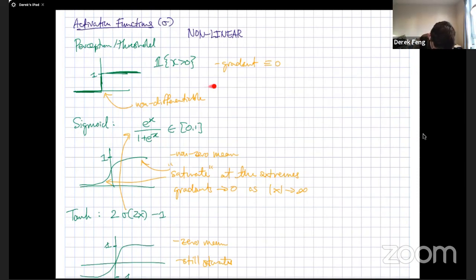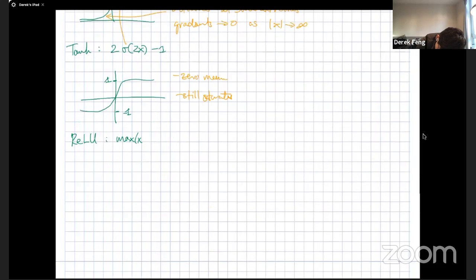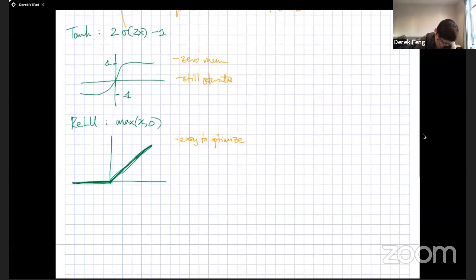Okay, so what people came up with was, all right, let's just do something crazy. What we do is we define something called the ReLU, which is max of x and 0. That's this and this. Okay, so that's the ReLU function. So what are the nice things about this? This is still easy to optimize, because, well, what's the gradient? It's going to be this, and then it's going to be 1. So this would be 1, that would be the gradient.